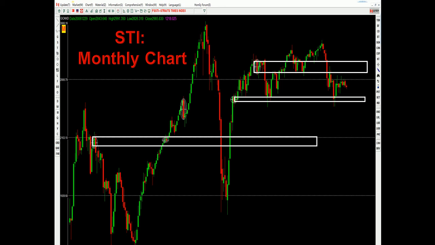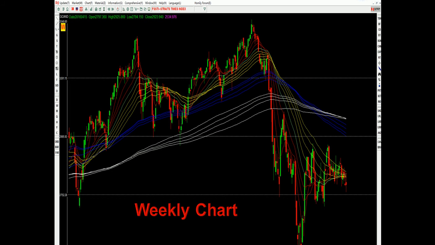Okay. This is the monthly chart of STI, good or not? The high point is higher, but the low point is the same, which means it's sideways. So let's see the weekly chart.